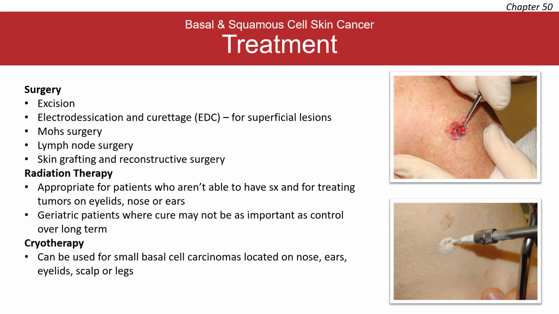And the treatment for these includes excision, electrodesiccation and curettage, Mohs surgery, lymph node surgery if it's spread, and grafting and reconstruction if it's severe. We can do radiation and cryotherapy. It really just depends on the patient.